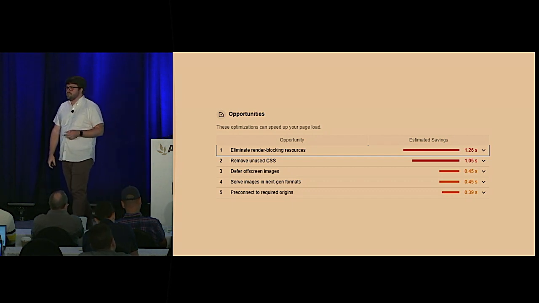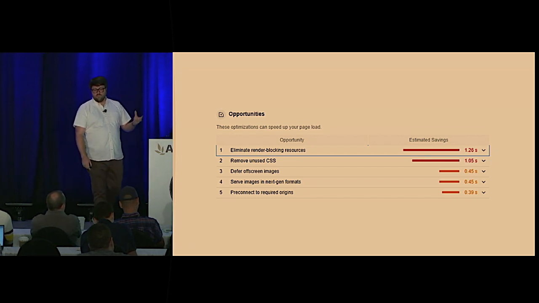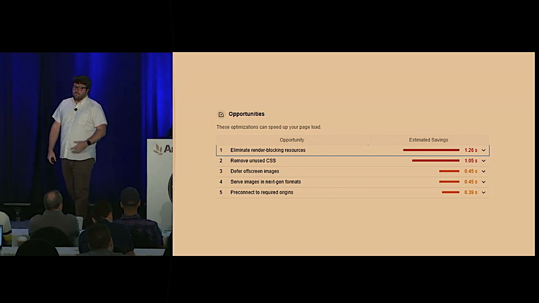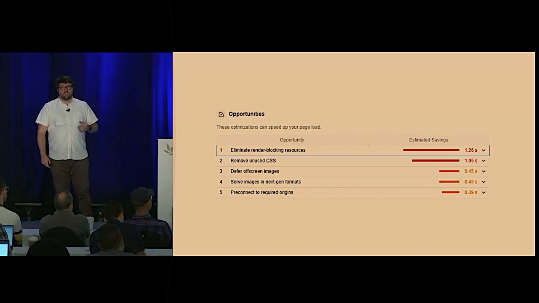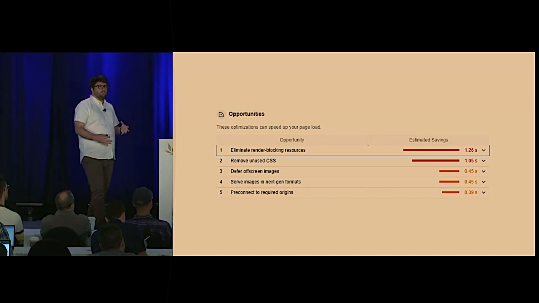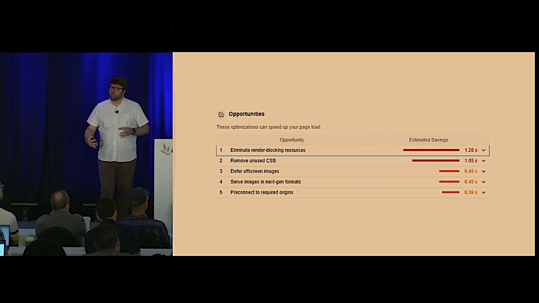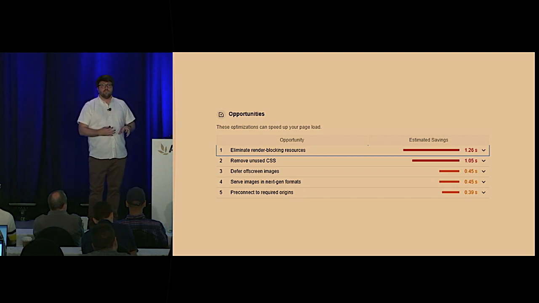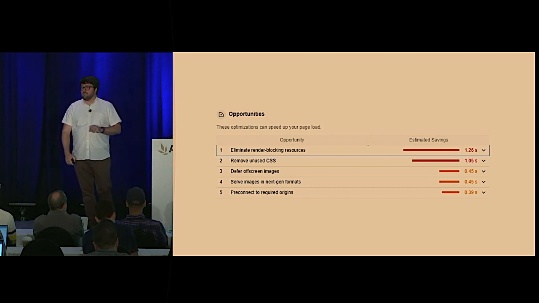Defer off-screen images. Like an image lazy loader. I get that. Serve next-gen image formats. That's actually going to be handled by our CDN when it gets to the cloud. Pre-connect to required origins. All right, that could be useful. There's a lot of third-party origins, but maybe if we connect to the ones that are critical to rendering content, that might actually make it faster.